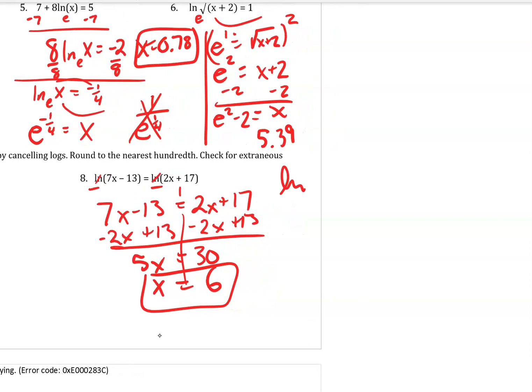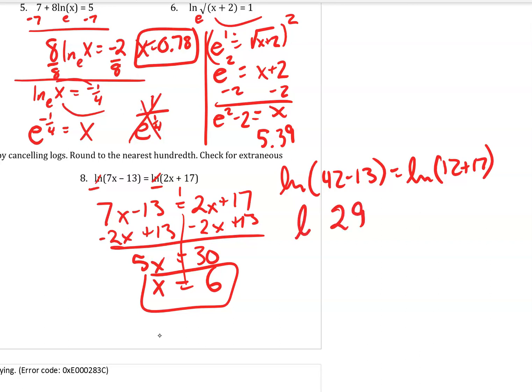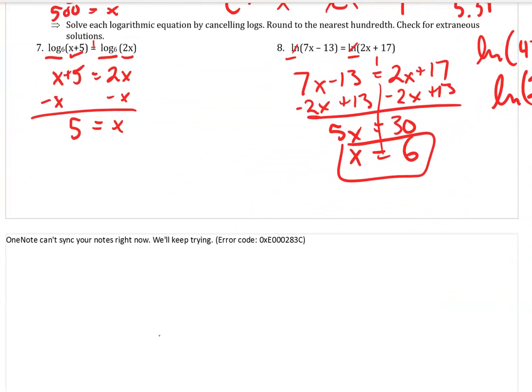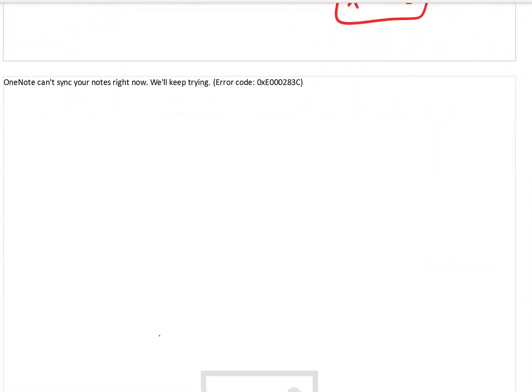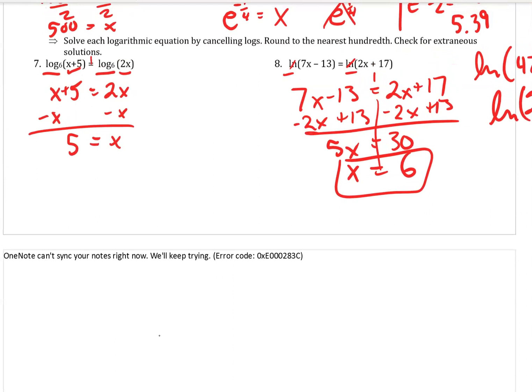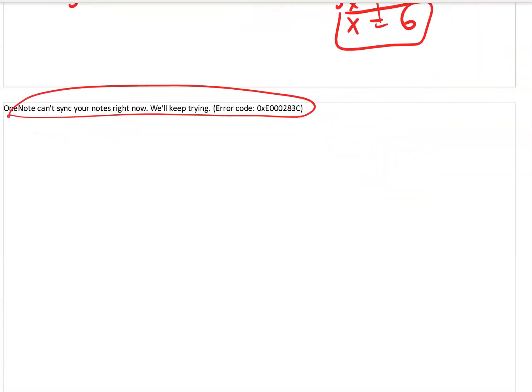We'll have ln of 42 minus 13 equals ln of 12 plus 17. 42 minus 13 is 29. So the ln of 29 should equal the ln of 12 plus 17, ln of 29. Don't even need to take a log to know that those two are equal. And I'm going to resync, see if I can get my next page to come up. I'll just go ahead and write these out.